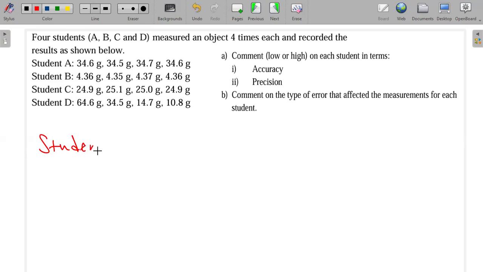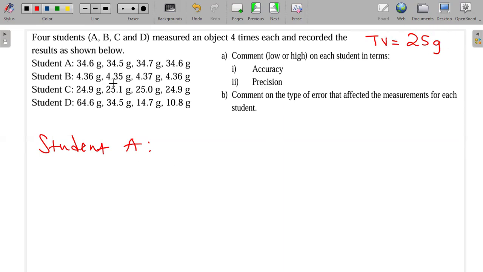Okay, let's look at student A. Are those measurements accurate? And are those measurements precise? Here, I didn't type the true value, but I was given the true value to be 25. Let me write it somewhere. I forgot to type it. The true value is 25 grams. So we are comparing whatever we have to this true value.